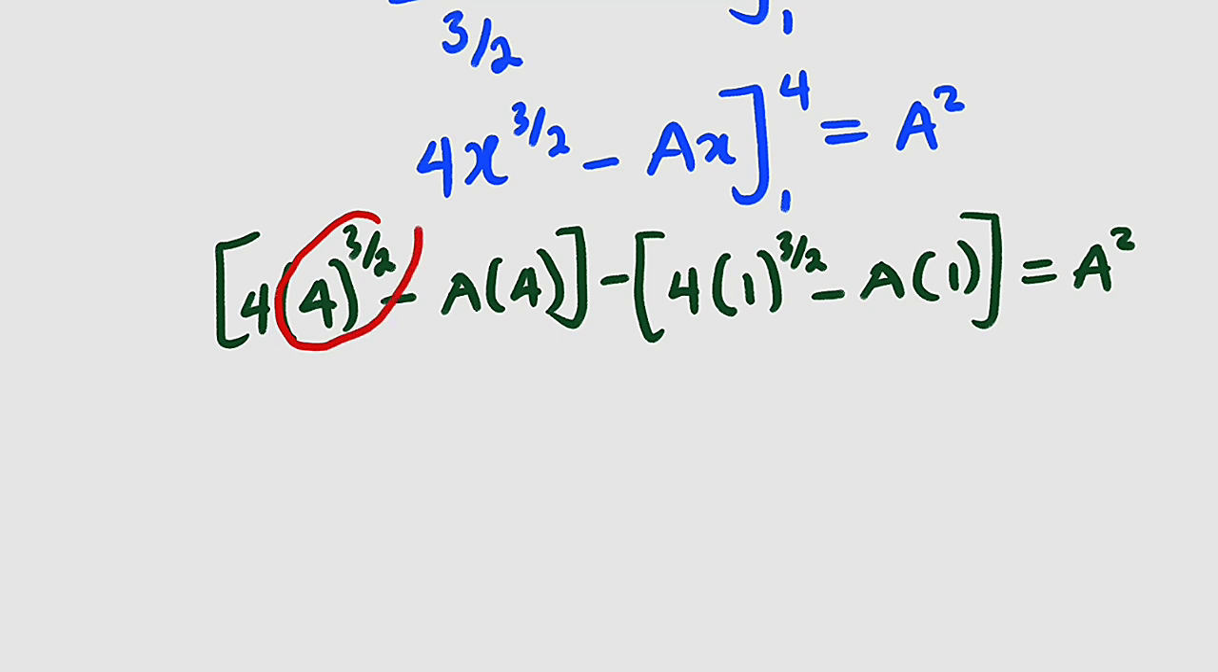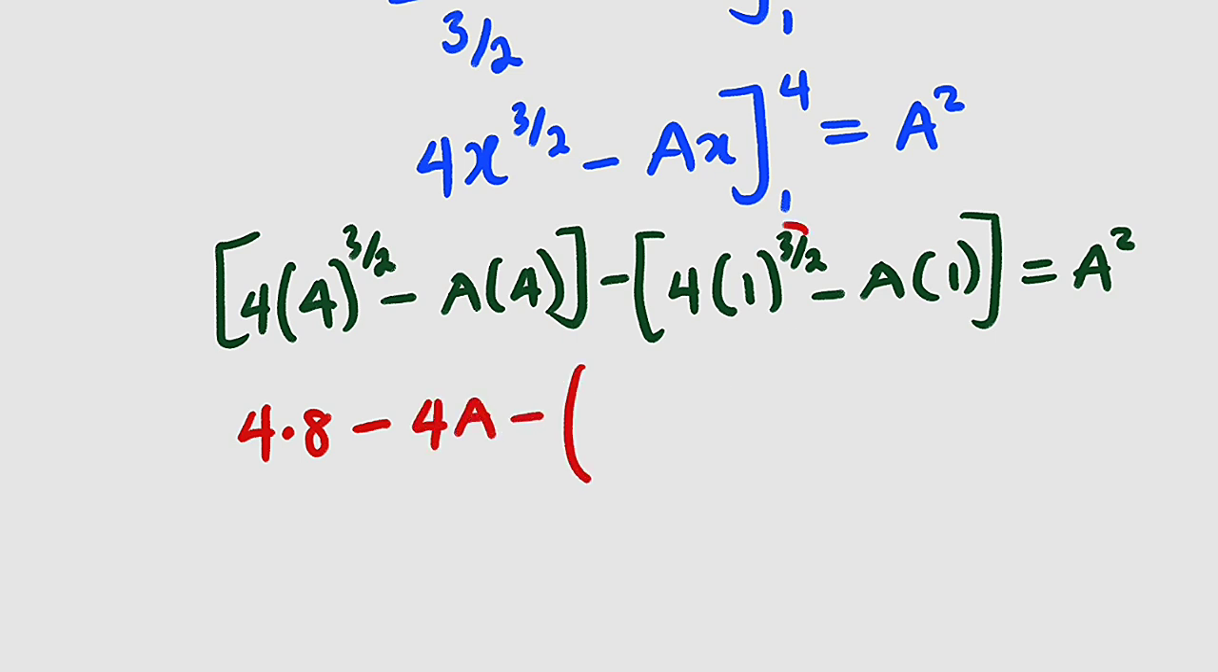This is the same thing as square root of 4 raised to the power of 3. Square root of 4 is 2. To the power of 3 is 8. So we have 4 multiplied by 8 minus a times 4 is 4a. Then minus square root of 1 raised to the power of 3 is still 1. 1 to the power of any real number is 1, times 4 is 4. Then minus a times 1 is a. This is equal to a squared.